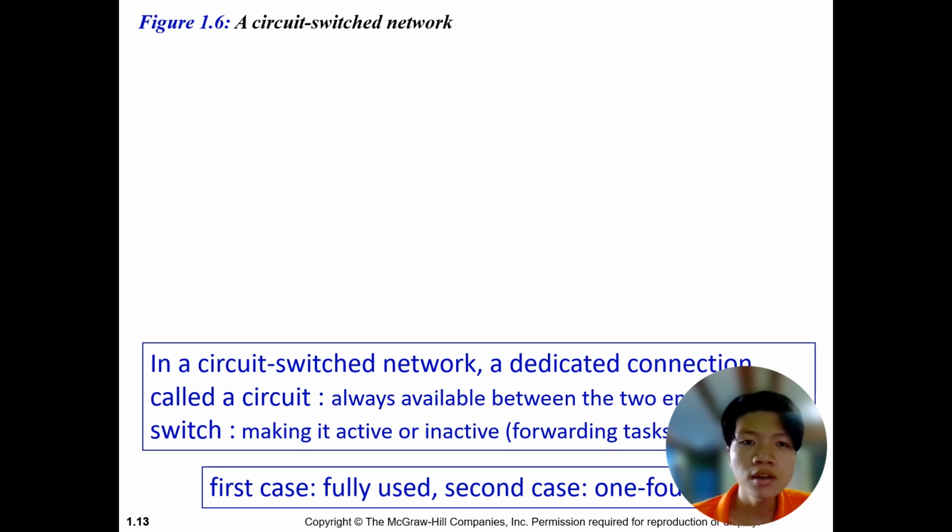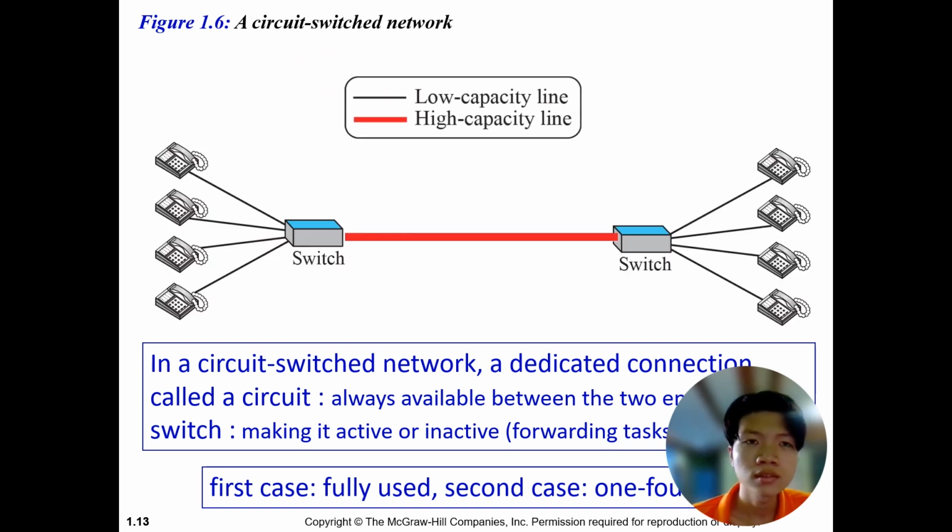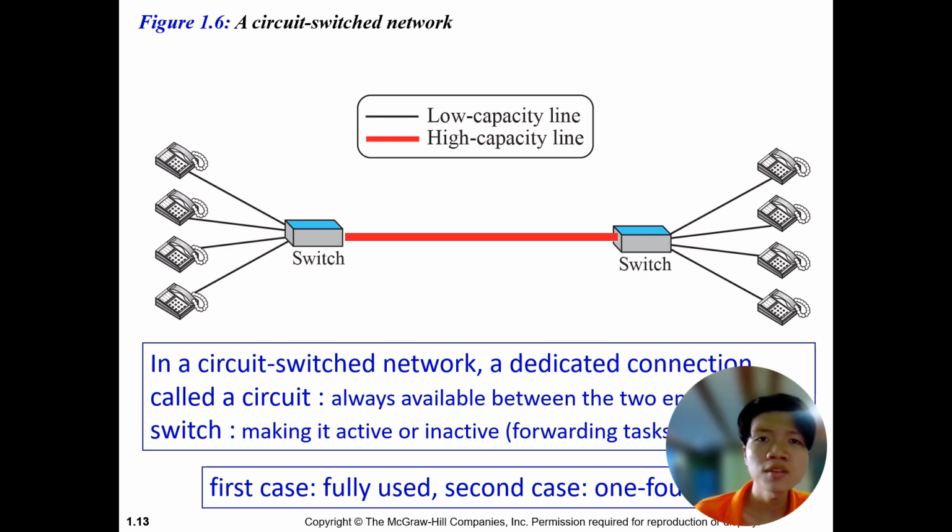Here is a circuit-switched network. In a circuit-switched network, a dedicated connection called a circuit is always available between the two end systems, and a switch can make it active or inactive. First case, fully used, and second case, one quarter used.